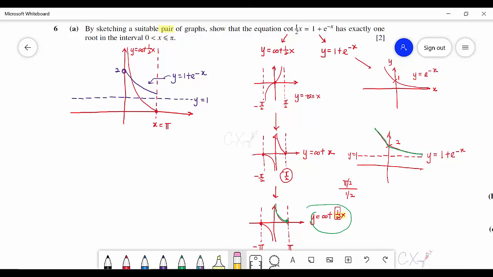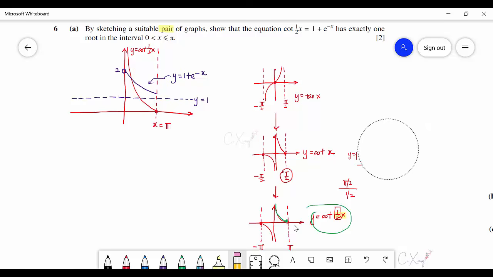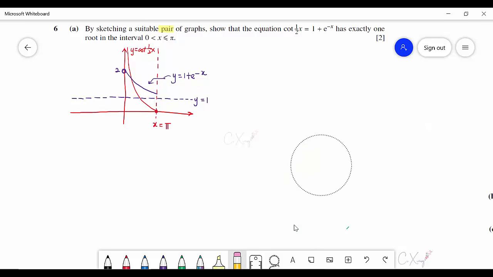All right, so this is how we sketch the pair of graphs here. Originally I'm showing you the step-by-step guide, or if you don't like the step-by-step guide, you can straight away try to memorize the graph if you can. Then what they want us to show is that we have exactly one root in this interval. So how do we show that we have only one root? When they ask for one root, we are looking for the intersection point between these two graphs. We have only one intersection point, and therefore there's only one root in this interval.